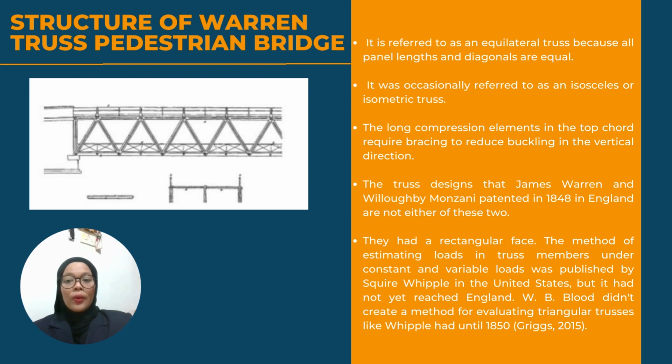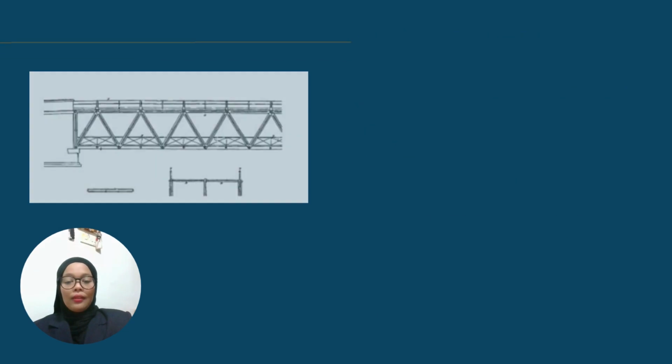Construction of Bridges and Equate was the title of the patent application, and it was granted on August 15, 1848. The method of estimating load in a truss member under constant and variable load was published by Squire Whipple in the United States, but it had not yet reached England. W. B. Blood didn't create a method of evaluating triangular trusses like Whipple had until 1850.